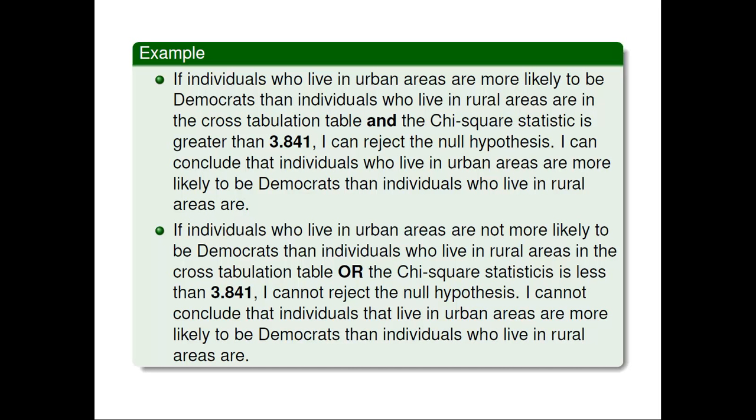The decision rule is if individuals who live in urban areas are more likely to be Democrats than individuals who live in rural areas are in the cross-tabulation table, and the chi-square statistic is greater than 3.841, I can reject the null hypothesis. I can conclude that individuals who live in urban areas are more likely to be Democrats than individuals who live in rural areas are. If individuals who live in urban areas are not more likely to be Democrats than individuals who live in rural areas in the cross-tabulation table, or the chi-square statistic is less than 3.841, I cannot reject the null hypothesis. I cannot conclude that individuals that live in urban areas are more likely to be Democrats than individuals who live in rural areas are.